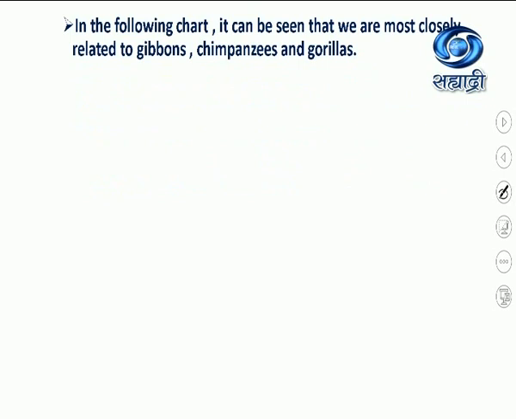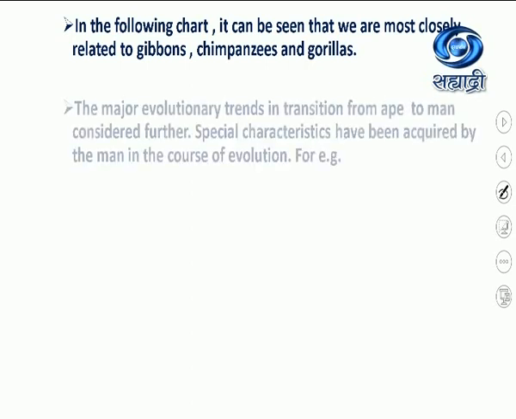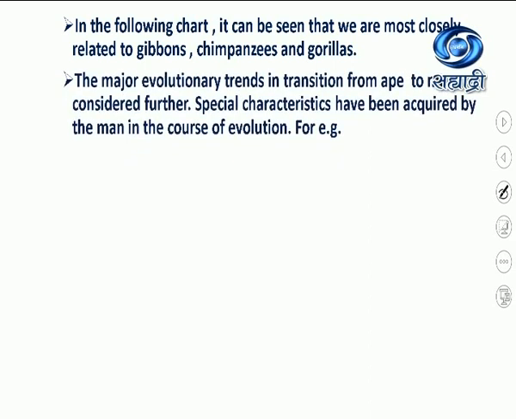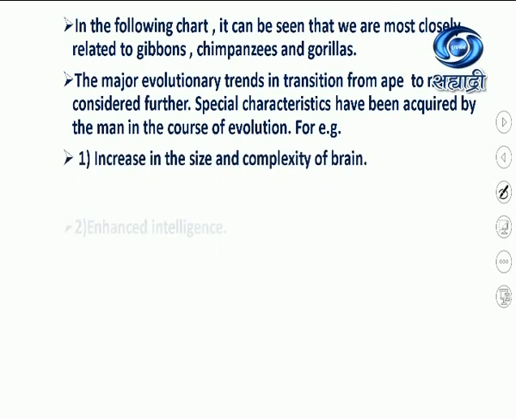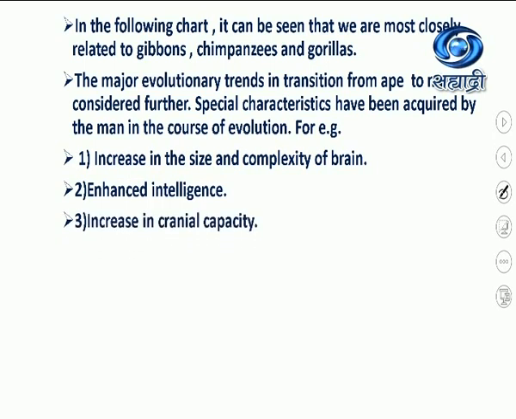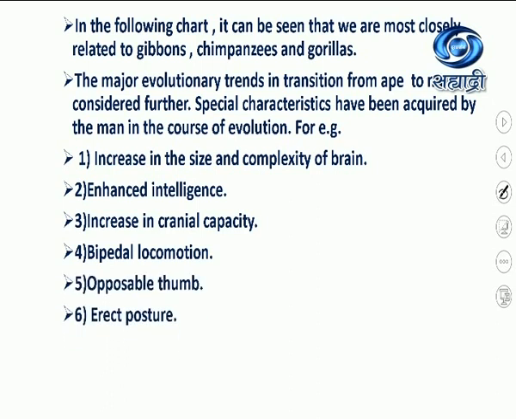In the following chart, it can be seen that we are most closely related to gibbons, chimpanzees and gorillas. So human beings are believed to be related to gibbons, chimpanzees and gorillas. Major evolutionary trends in the transition from ape to man are considered further. Special characteristics have been acquired by man in the course of evolution. Increase in the size and complexity of the brain, enhanced intelligence, increase in cranial capacity. We started walking on two legs, bipedal locomotion. We had an opposable thumb, so we could hold objects properly. We had erect posture, we could stand erect.